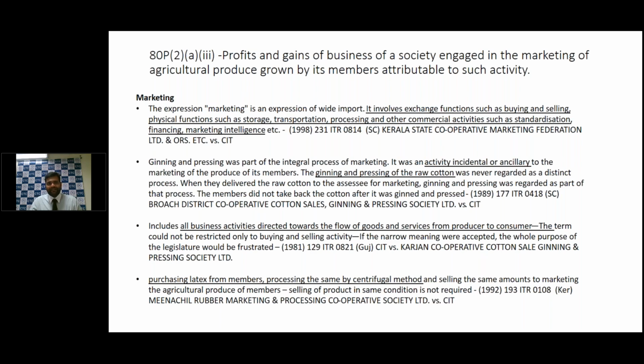So, a society engaged in marketing agricultural produce which has been grown by its members. The profits and gains of such business is liable for deduction under section 80P(2)(a)(iii). The first and foremost and important point is the definition of the term marketing. There are various case laws to the effect what do you mean by the term marketing.